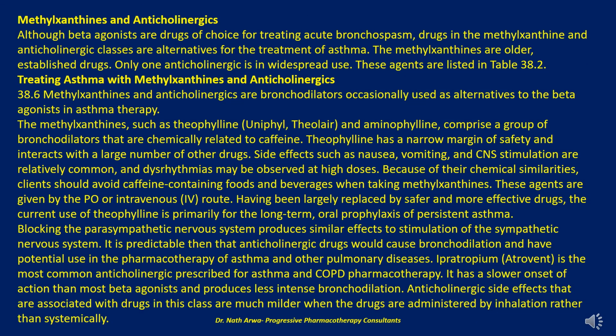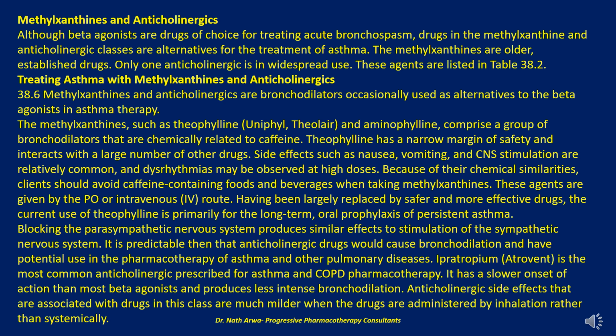We will now look at methylxanthines and anticholinergics. Although beta agonists are drugs of choice for treating acute bronchospasm, drugs in the methylxanthines and anticholinergic classes are alternatives for the treatment of asthma. The methylxanthines are older, established drugs. Only one anticholinergic is in widespread use. These agents are listed in Table 38.2.